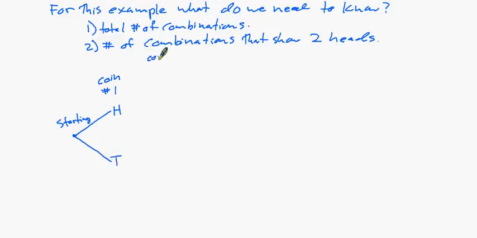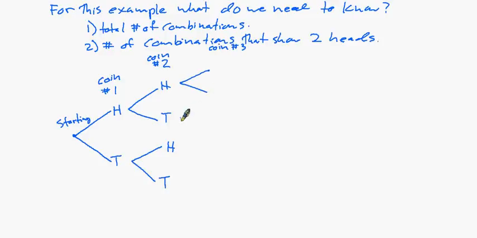Well, what about coin number 2? Well, if it's heads on the first coin, the second coin can, of course, be either heads or tails. And the same is true if the first coin was tails. The second coin could be heads or tails. And you can hopefully see what's happening when we start dealing with coin number 3. It's really just a repetition of the same thing. The third coin can be heads or tails based on all of the previous events. So here's our combination tree.